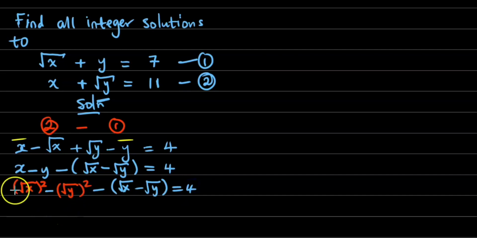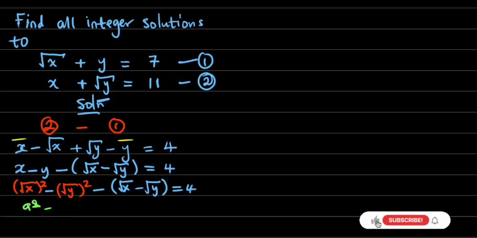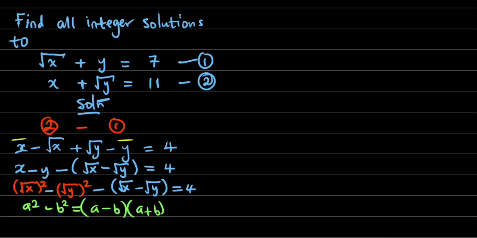Now notice these first two terms: a difference of two squares. We know that when we have the difference of two squares like a squared minus b squared, we can factorize this as a minus b times a plus b. Isn't that very nice? So we're going to use that right here.